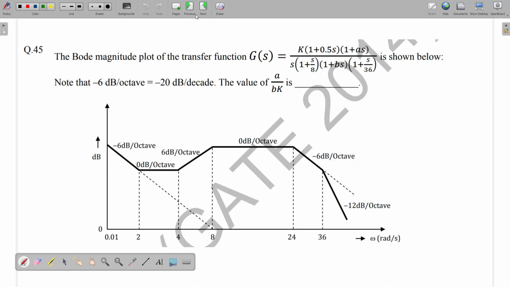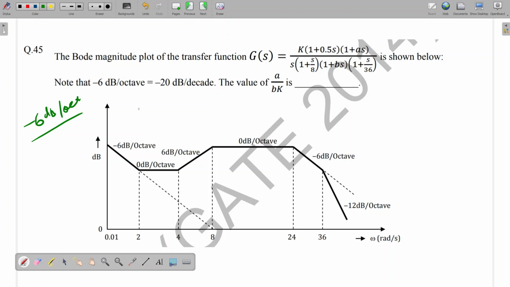Okay. So this is also a Bode plot question given, a previous year question. I have already explained how we do this kind of formula. So we'll see one by one. The starting is K divided by S. The starting slope is minus 6 dB per octave, which is equal to minus 20 dB per decade.